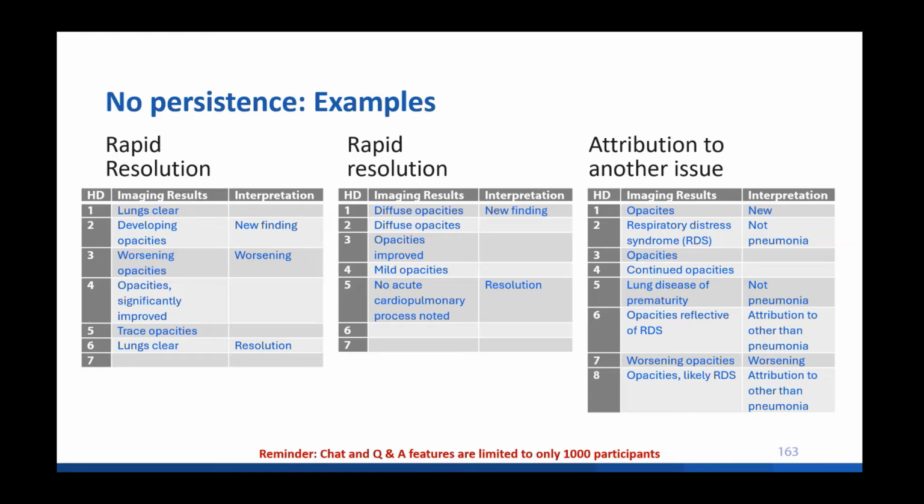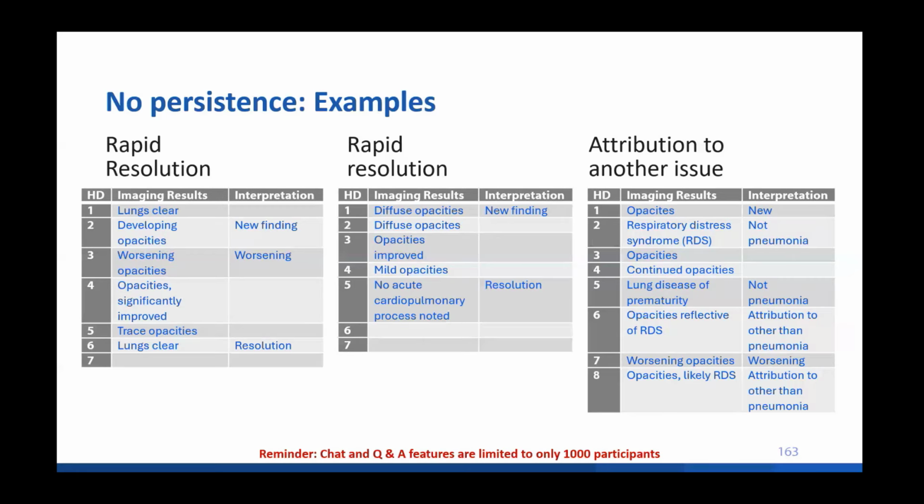However, when assessing for persistence, the findings rapidly resolve. They are no longer present by day 6, which indicates that the imaging findings are not representative of pneumonia, but rather of a non-infectious process. And the clinical scenario in this example is a post-operative patient with uncontrolled pain who develops atelectasis. Once the patient's pain is controlled, the patient is able to cough and deep breathe and move effectively, and the atelectasis clears.